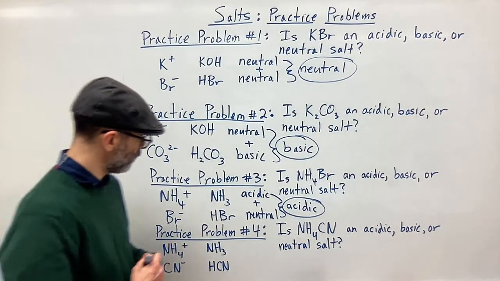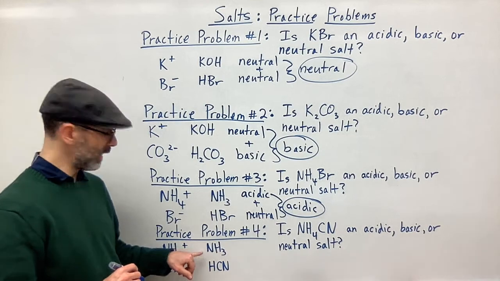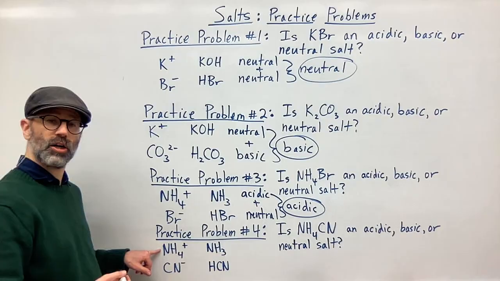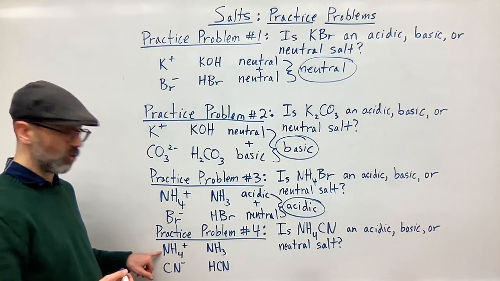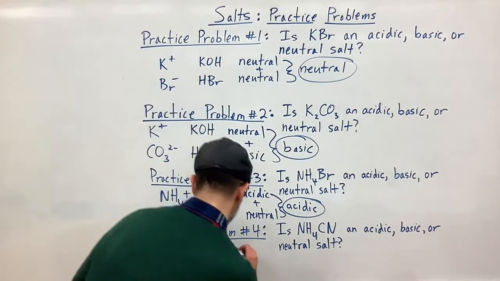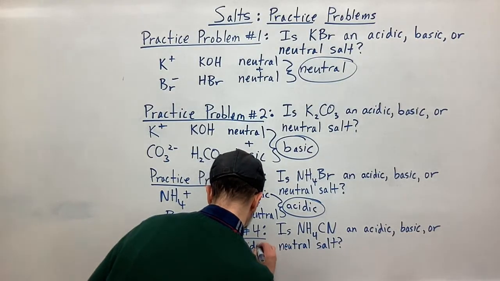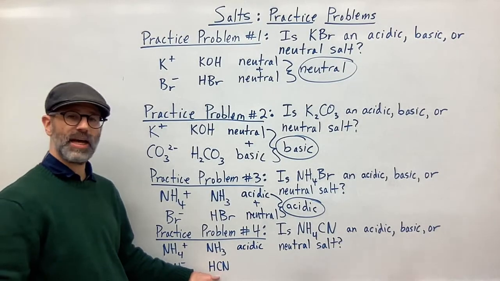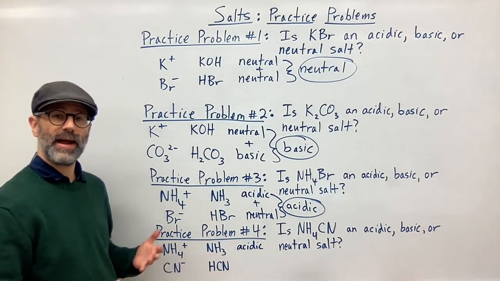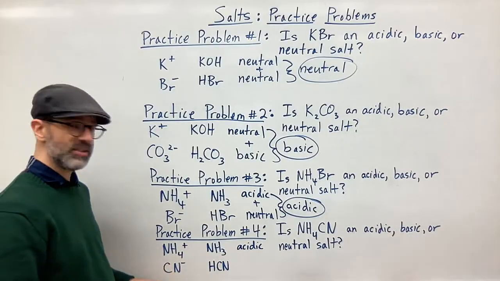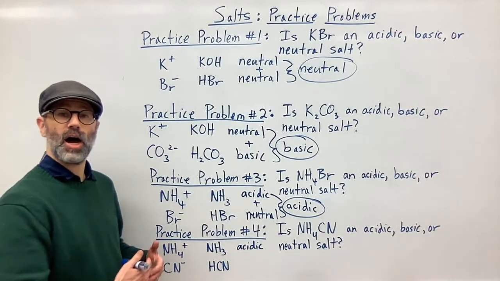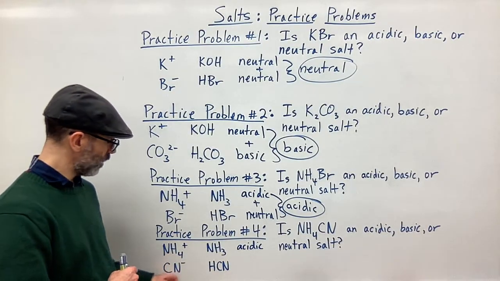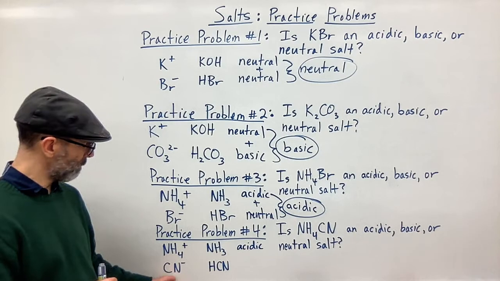So let's look at both of these. So NH3 is a weak base. So that means that this is a stronger weak acid. So this is going to be acidic. And this came from HCN. HCN is a weak acid. So that means CN minus is a stronger conjugate base. It's a stronger base compared to this. So that's going to be basic in solution.